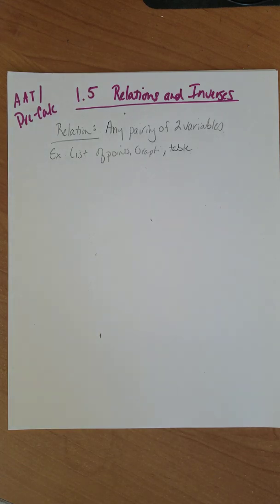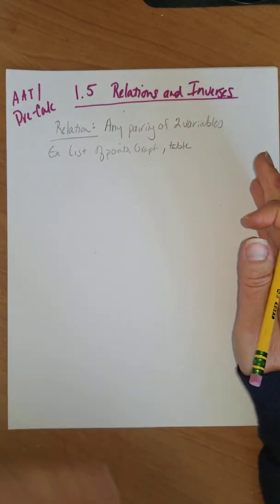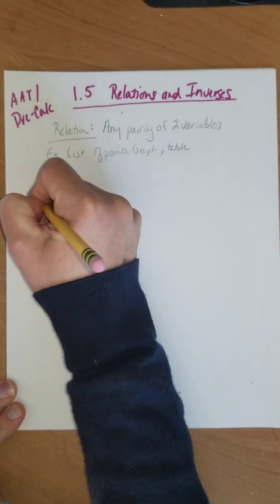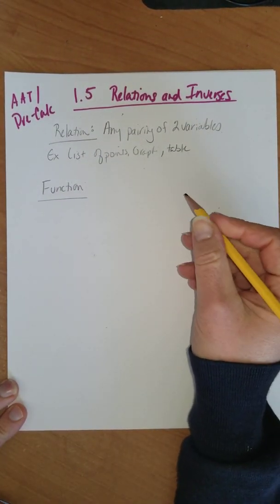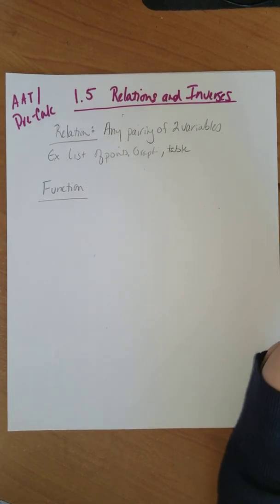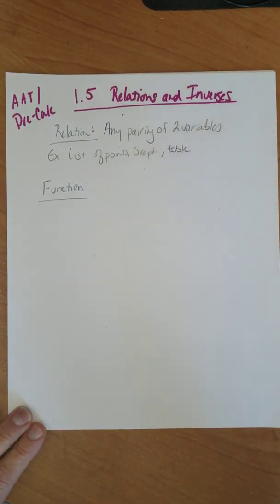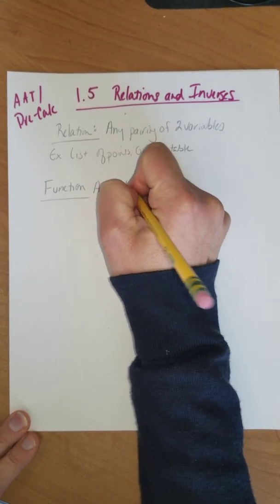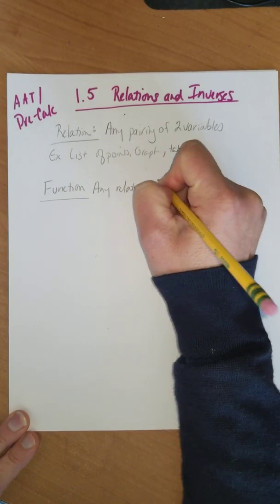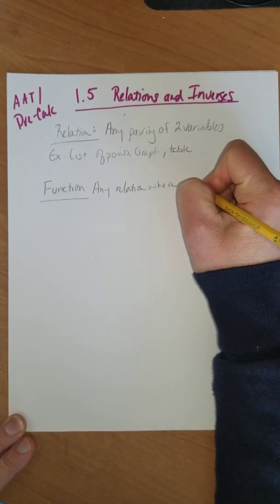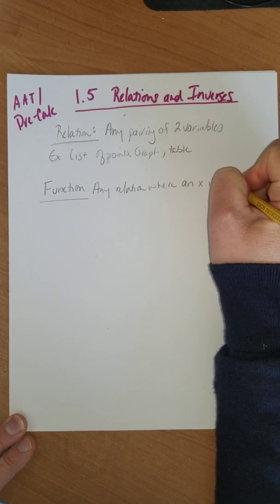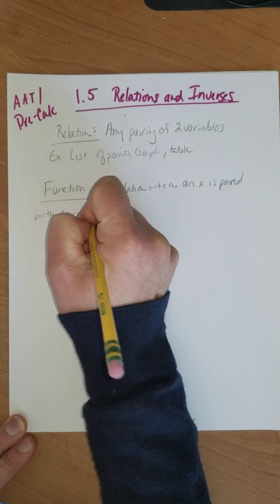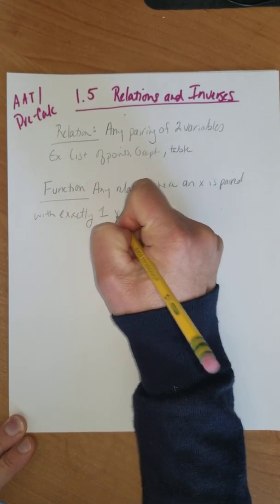Now, if a relation is a function, you guys have had this before. A function is any relation where every x is paired with just one y. That y should also be predictable, all right? So a function is any relation where an x is paired with exactly one y.